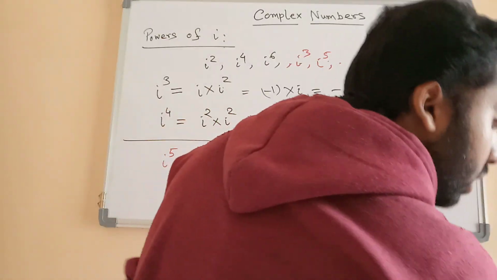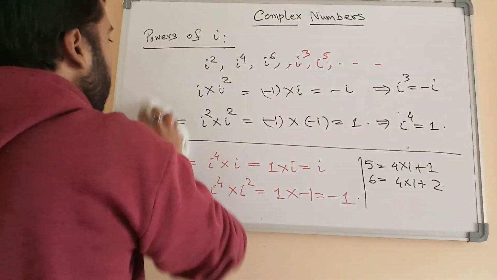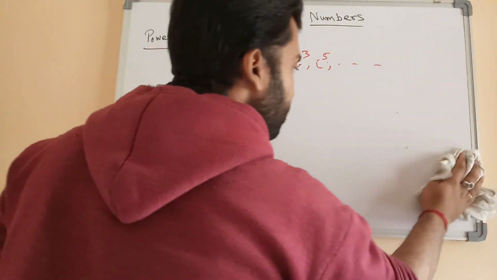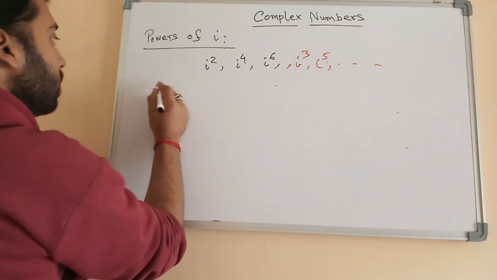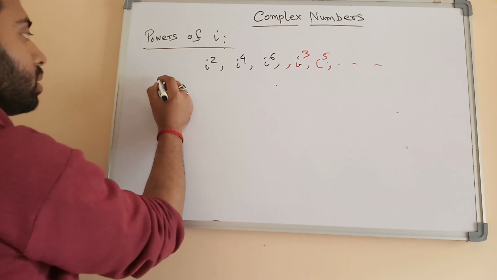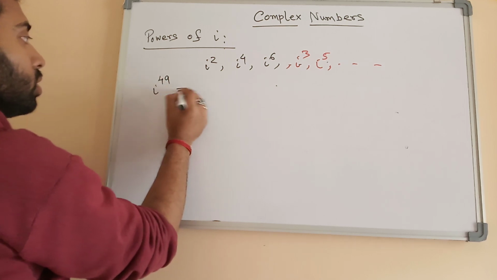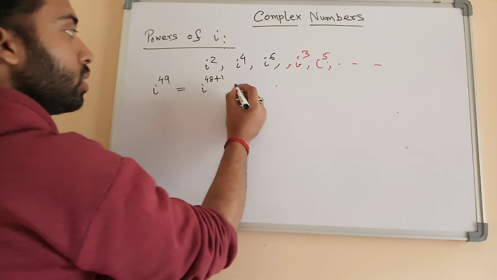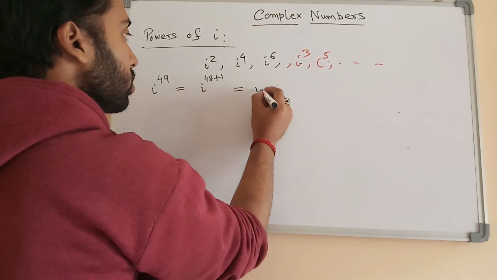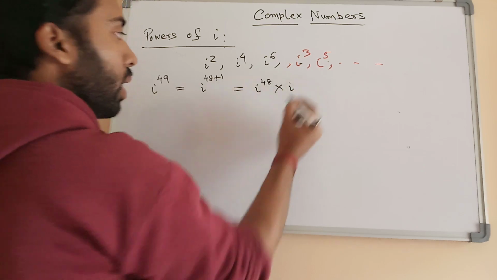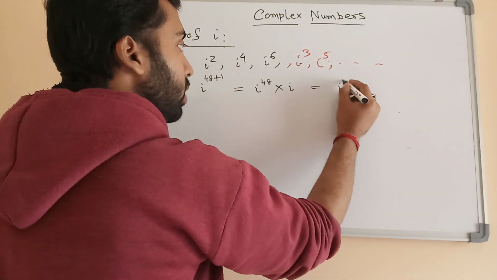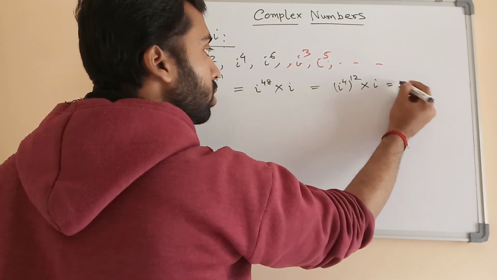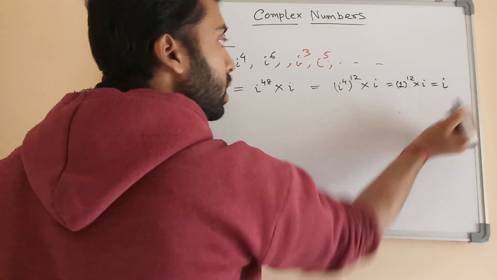Now let's try to find the more higher power of i. Suppose we are trying to find the power of i where the power is 49. So 49 can be written as 48 plus 1, because this is the nearest multiple of 4. So write it as i to the power 48 into i. Now i to the power 48 is i to the power 4 whole to the power 12 into i. Now i to the power 4 is 1, so 1 to the power 12 into i, that is i.